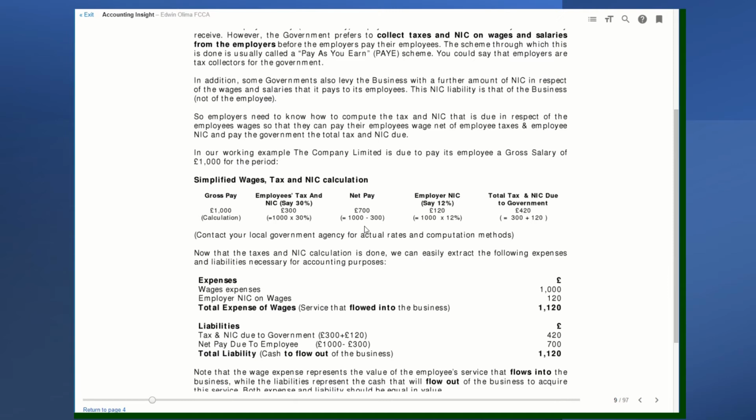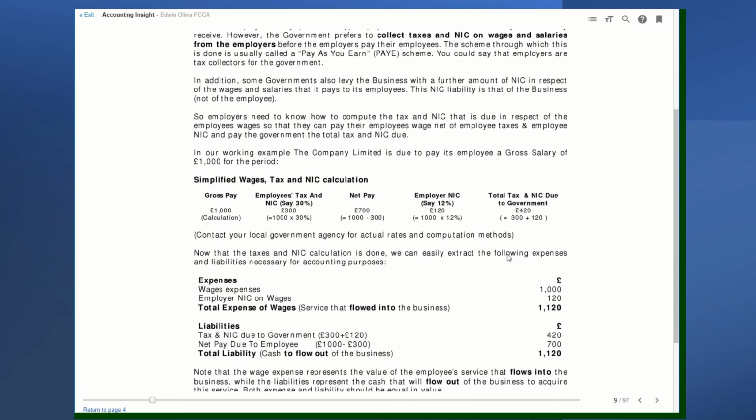Now, the employer might be charged an extra NIC, which is the employer's liability. So in this case, it's the liability of the company limited. Let's say it's 12%, so it would be 1,000 times 12%, which would be £120. So the total tax and NIC the employer has to pay the government is the 300 on behalf of the employee and 120, which is the employer's liability.